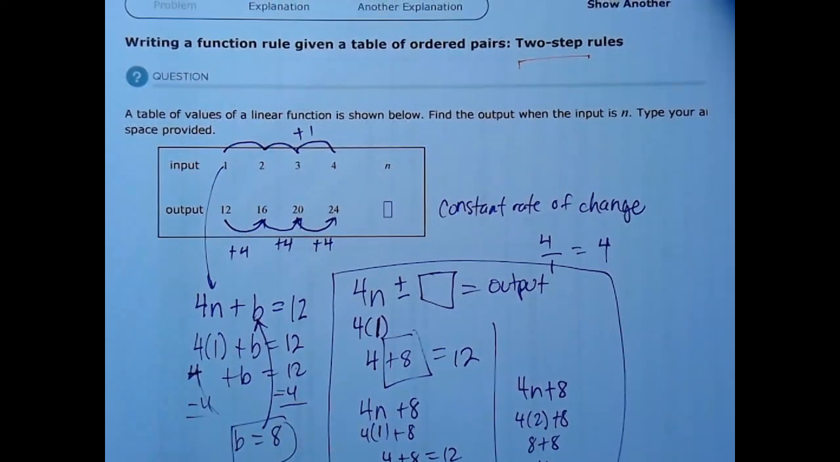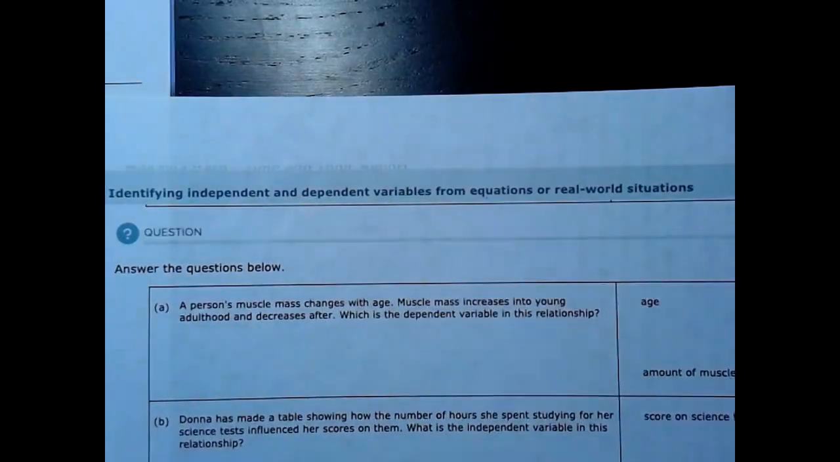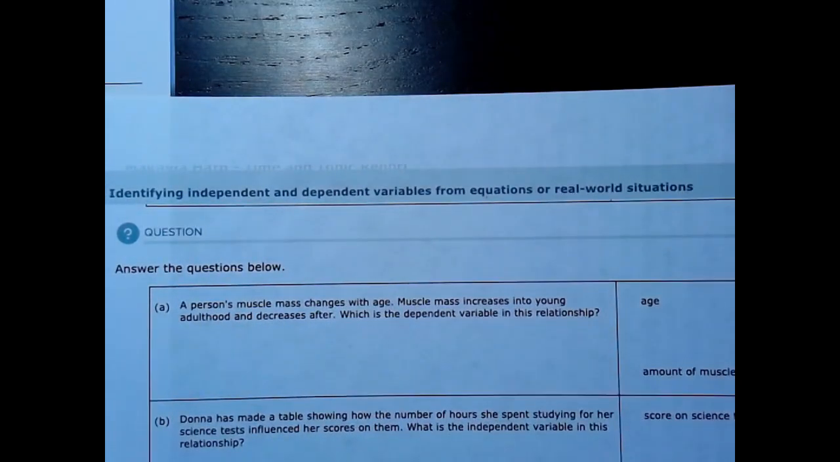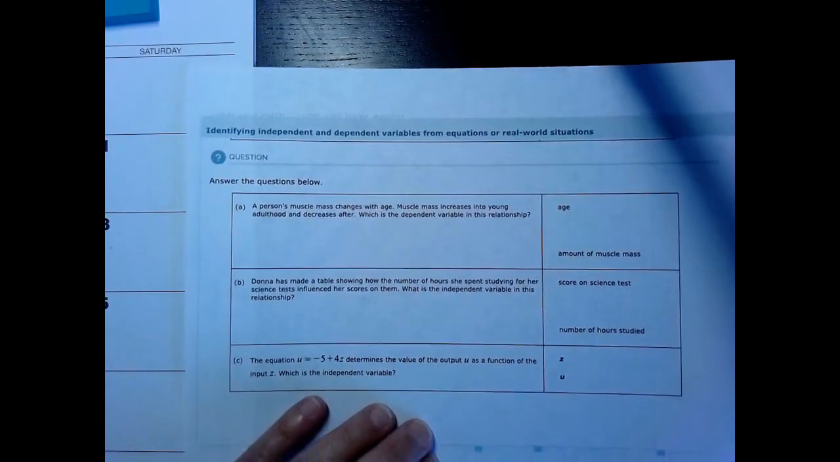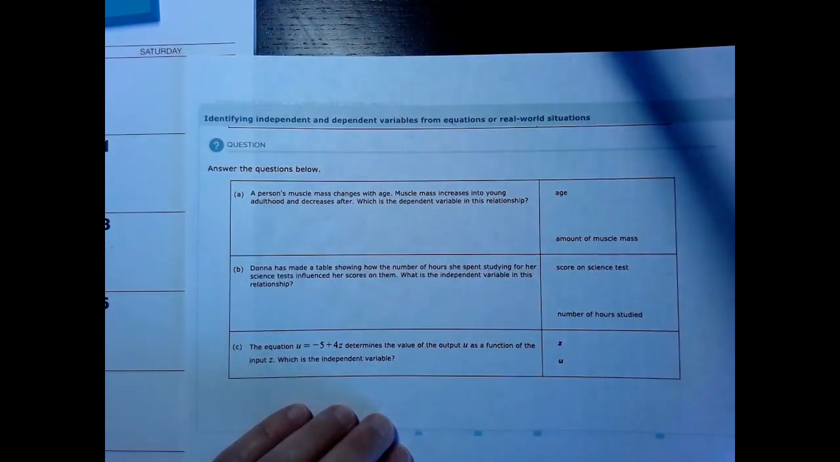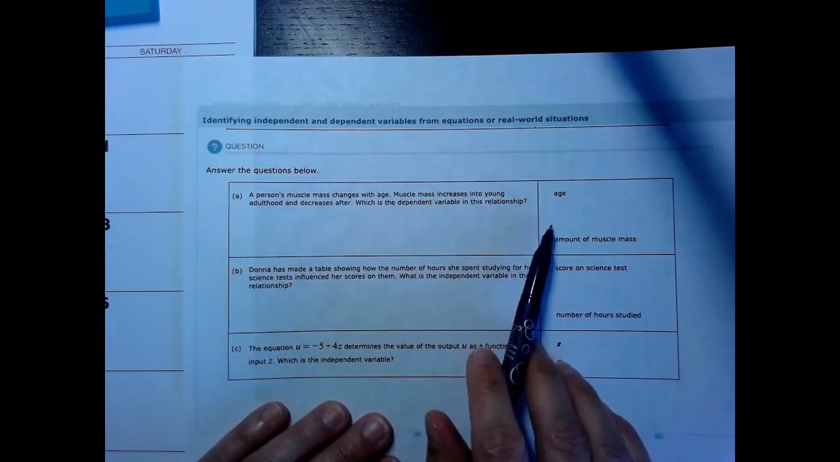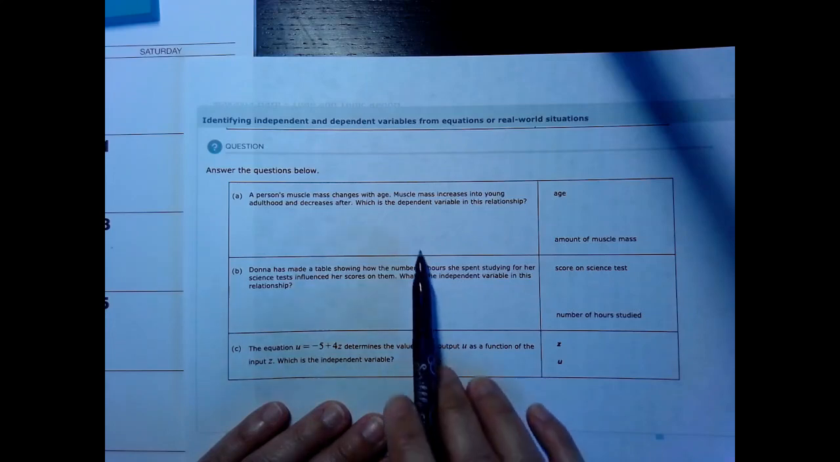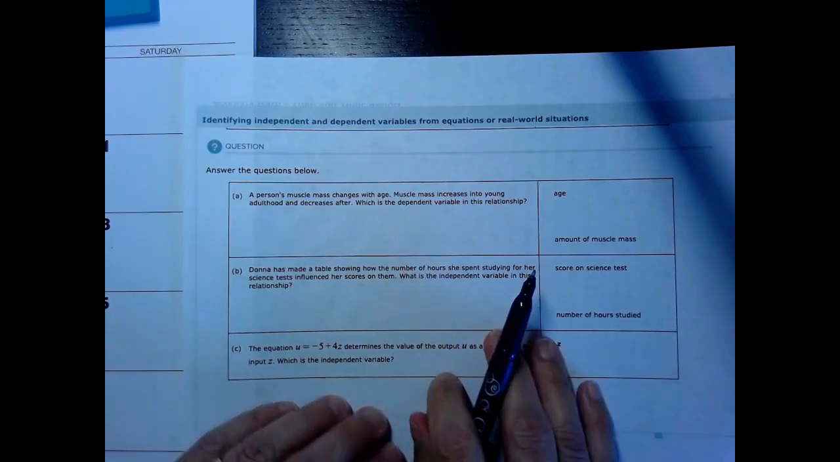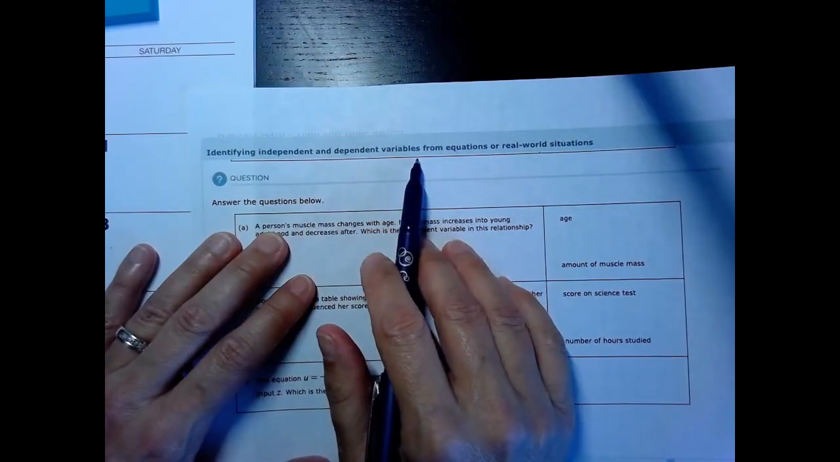Okay, so that's one example. I found 2 more problems that I thought you guys might want a little bit of help with, and this one, the title was identifying independent and dependent variables from equations or real world situations. Okay, so the question is, you're trying to figure out which one is either dependent or independent. It depends on what your problem asks for. So what do we mean by independent and dependent variables?